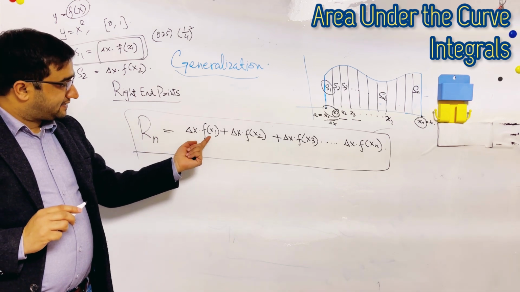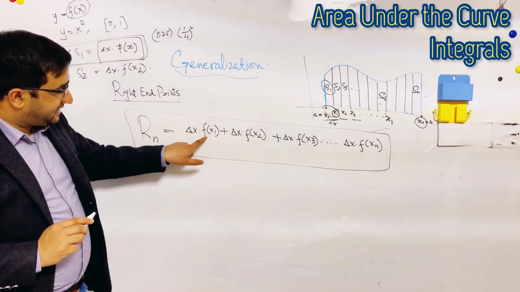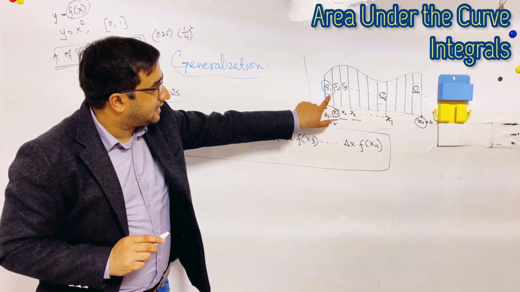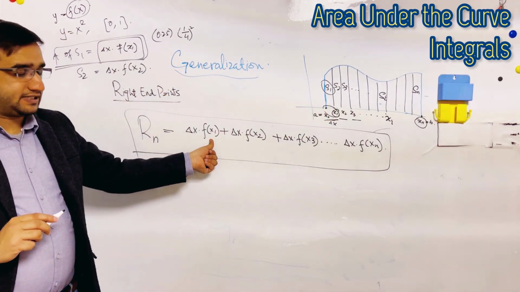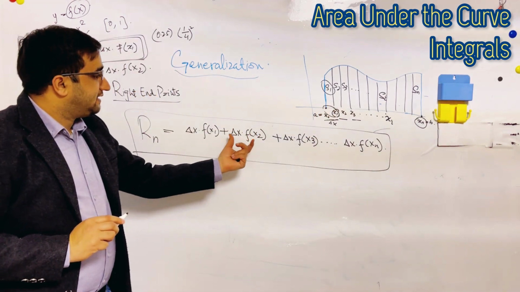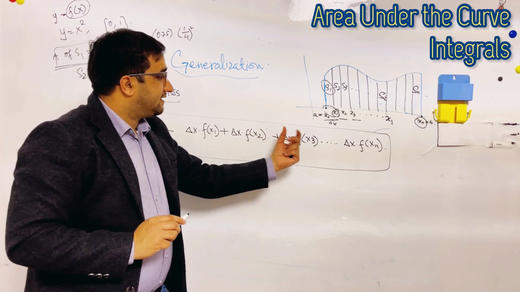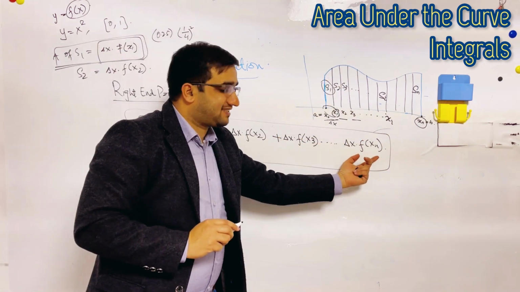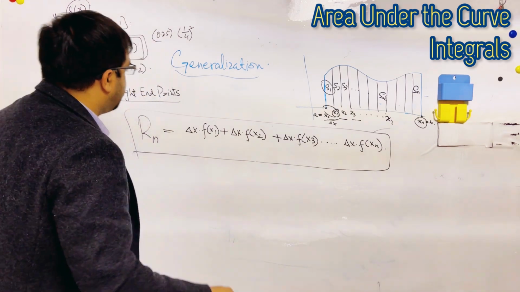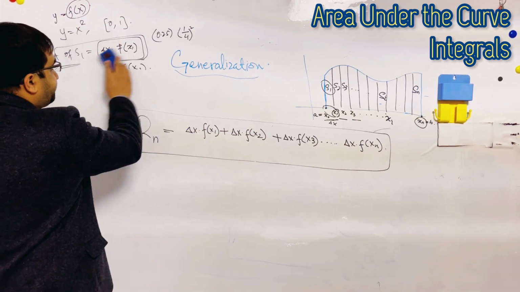For the first slice, you will use this formula. It means the right end point of the first slice and the value of the function at that point, multiplied by this displacement, plus the second slice, plus the third slice, and so on up to the nth slice. So this is the general rule. Now I'm going to write the definition.